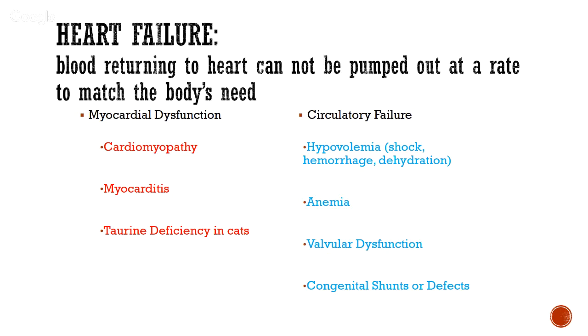Circulatory failure includes hypovolemia. This is shock, hemorrhage, or dehydration. Anemia, when the oxygen-carrying capability of the red blood cells goes down. Valvular dysfunction, when the valves are not functioning correctly, and then any congenital shunts or defects that cause the circulatory system, the plumbing within the body, to either back up or shut down.